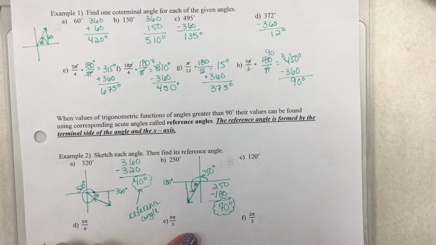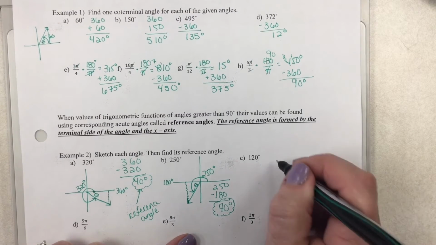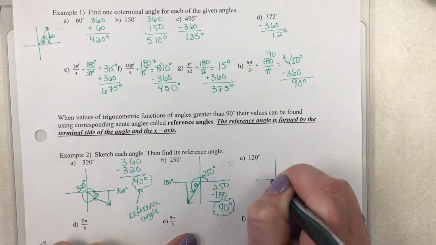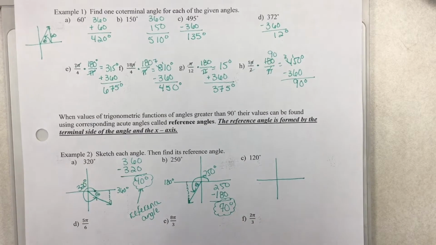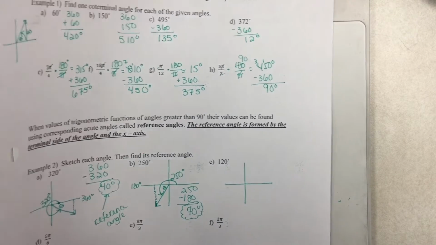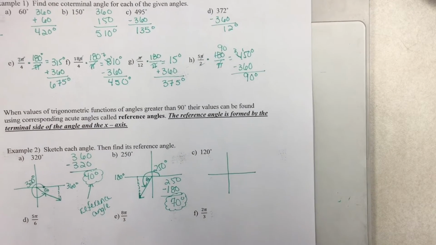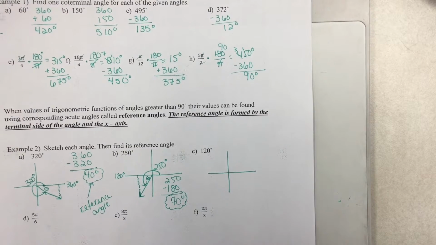Again, we're going to see the purpose of this come next week. It's going to help us find our sine and our cosine. Okay? 120. What quadrant is 120 in? First, second, third, or fourth? Second quadrant.